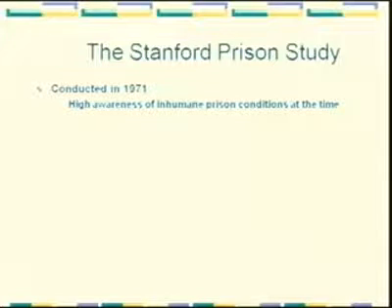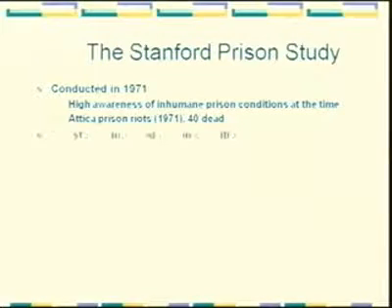So, the study was conducted in 1971, and it was influenced by an increasingly high awareness of inhumane prison conditions going on in the country at the time. For example, the Attica prison riots had happened in 1971, leaving 40 people dead. They had a big influence on Americans' perceptions of prisons, and influenced a wave of prison reform that hadn't been seen since the late 19th century.